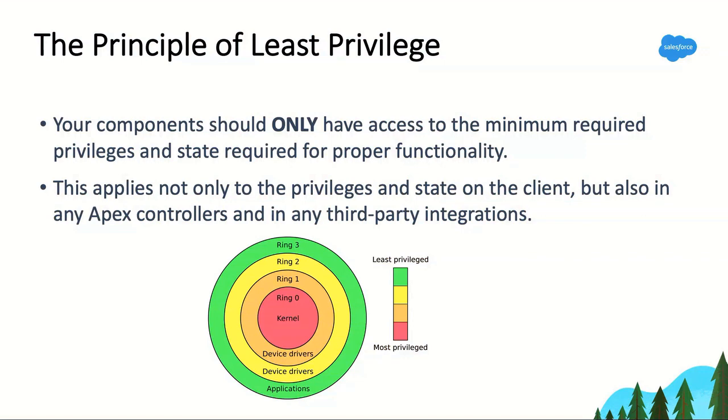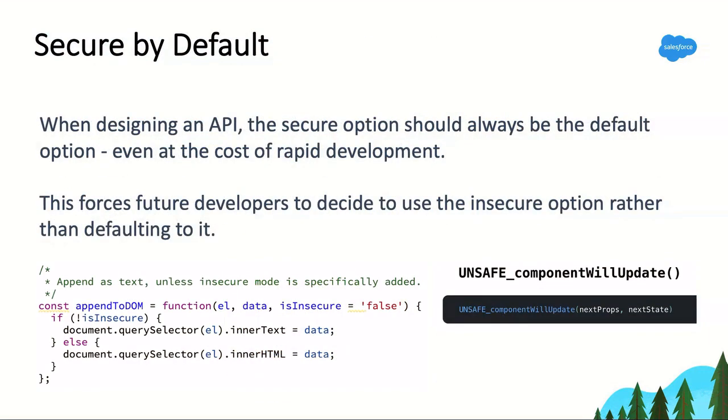This also applies to third-party integrations. The next thing I want to talk about was secure by default. This is a design principle that you can use when you're building not only LWC applications, but any other type of application. The idea is when you're presented an option between secure and insecure functionality, the secure functionality should always be the default. And beyond that, it should always be literal in the code.